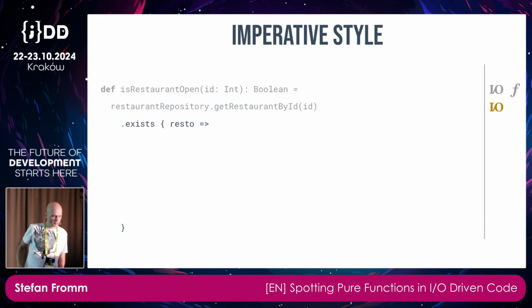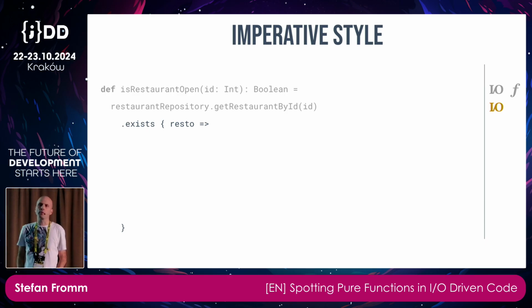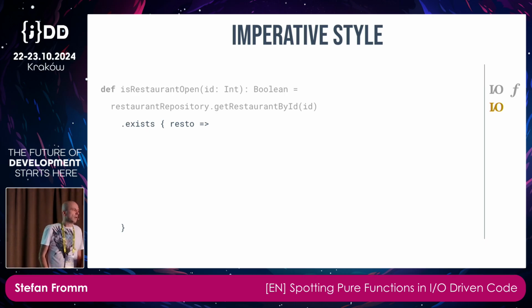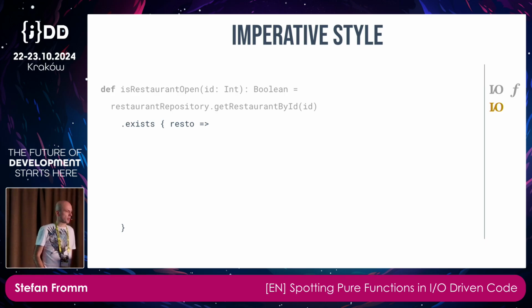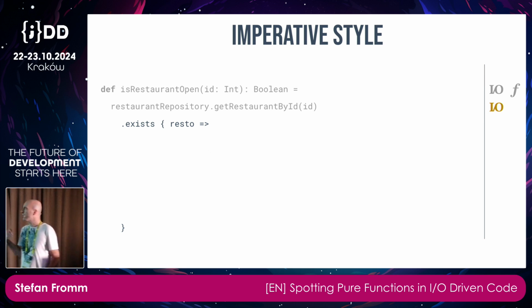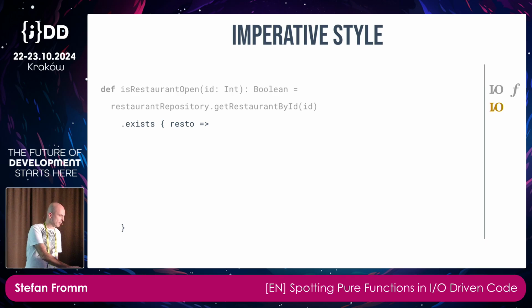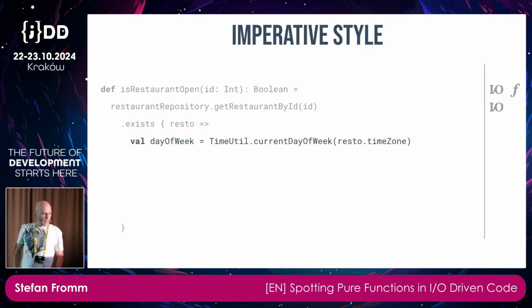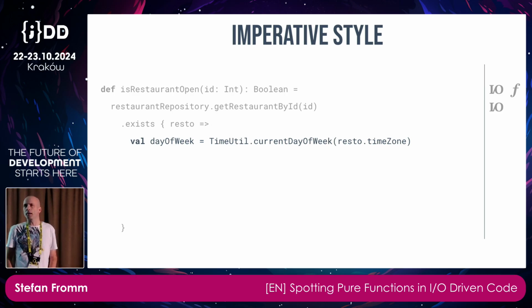This method returns an Option, a Scala Option. It's the counterpart of Java's Optional, or maybe the Vavr Option. So if the option is empty, there's no restaurant in the database, then of course we will return false, because a restaurant that doesn't exist cannot be open. But if there's a restaurant, we go on. I pass in a lambda here that does something with the restaurant. And next, I calculate the current day of the week by calling a utility method. I pass in the time zone of the restaurant.